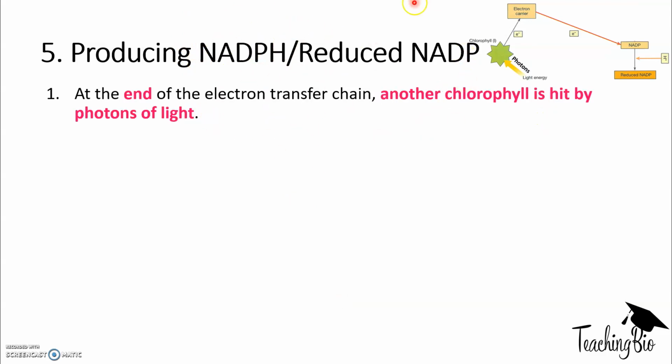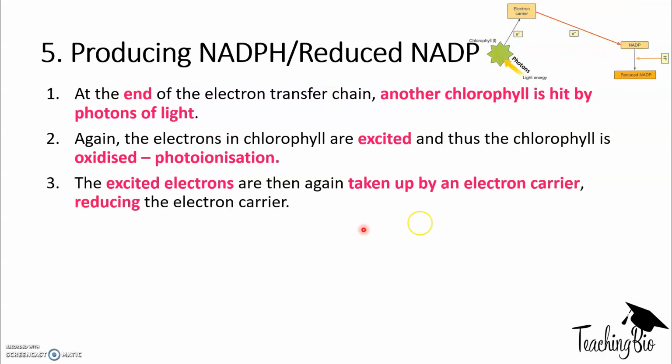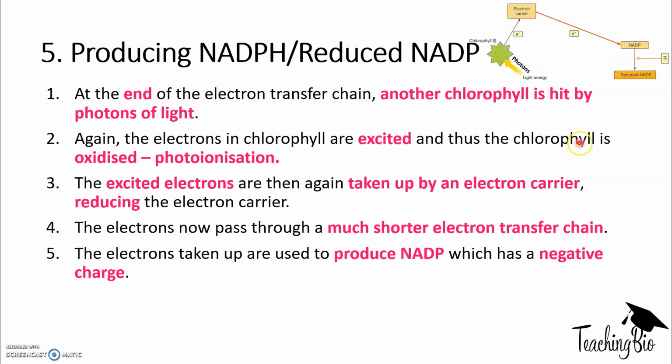So at the end, another chlorophyll gets hit. You don't need to know the names of the chlorophyll, that's too much detail. The electrons get excited, they move along, and the same process effectively happens. Then they get taken up by an electron carrier and reduced, and pass down a shorter electron transfer chain. Eventually they go to NADP, and NADP is attracted to electrons because of its positive charge.